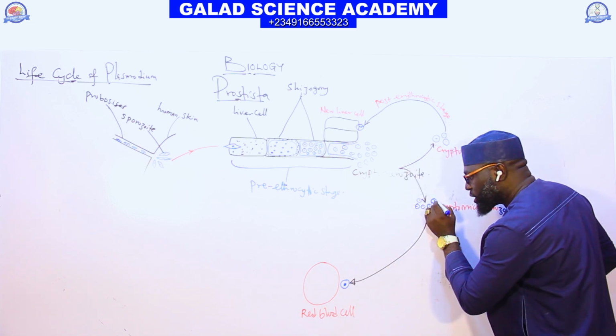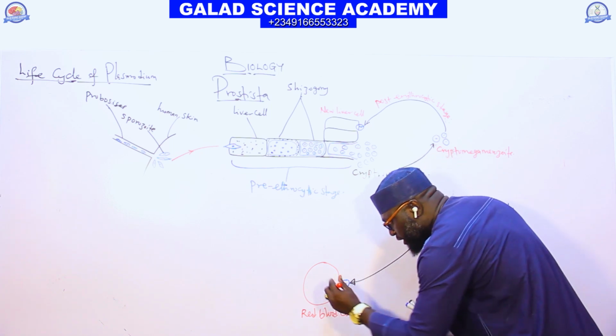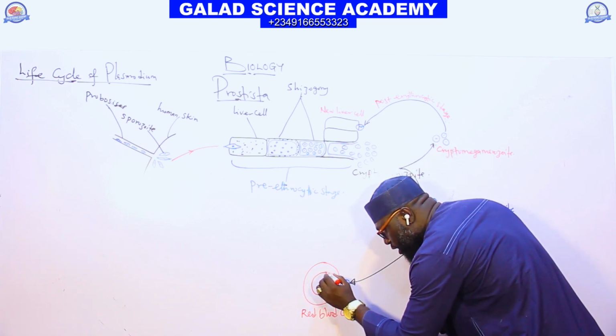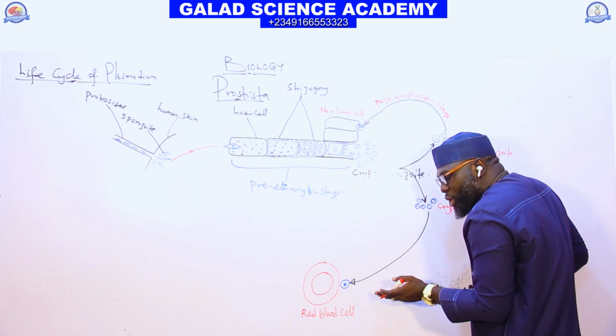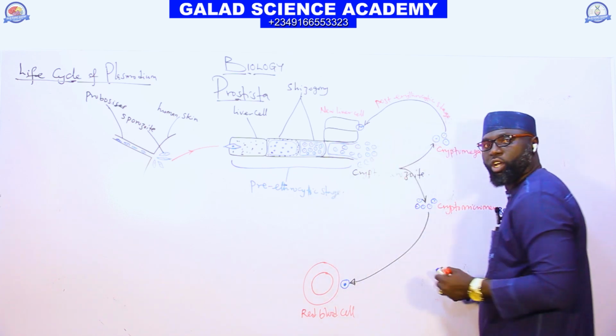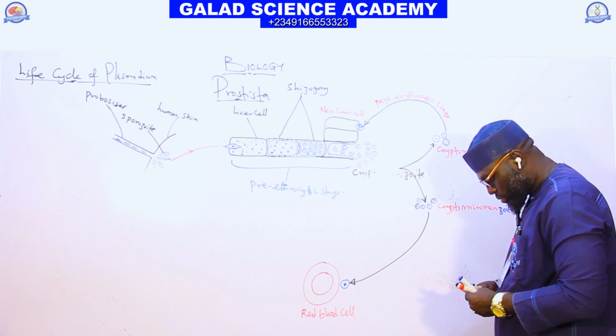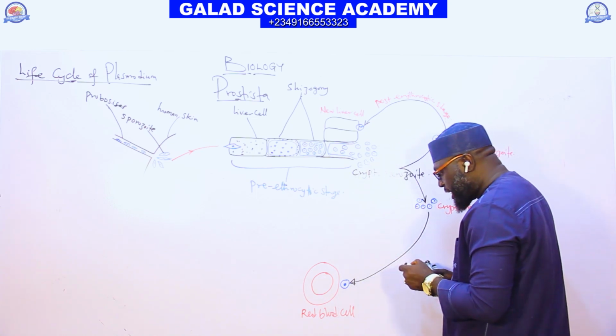when this gets into the red blood cell, this is the shape of a red blood cell. It will go into the red blood cell to initiate the erythrocyte stage of Plasmodium. So on getting to this place, this is what.